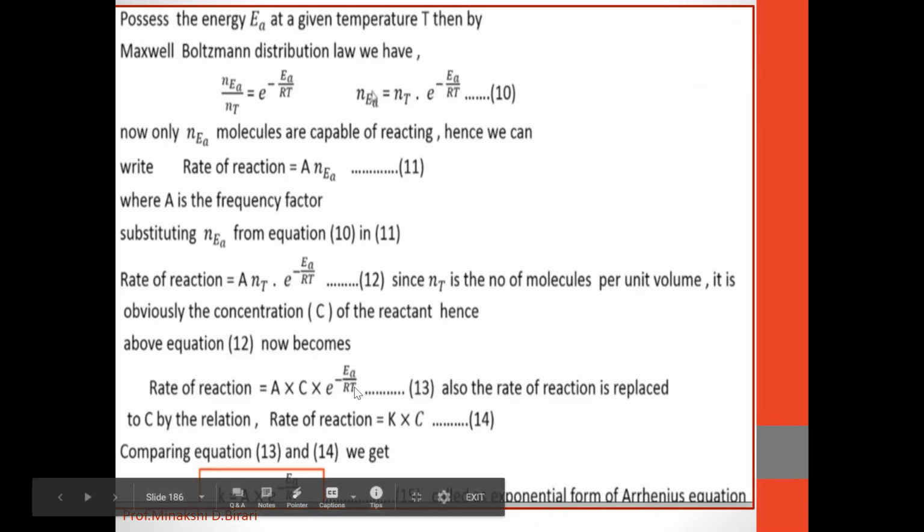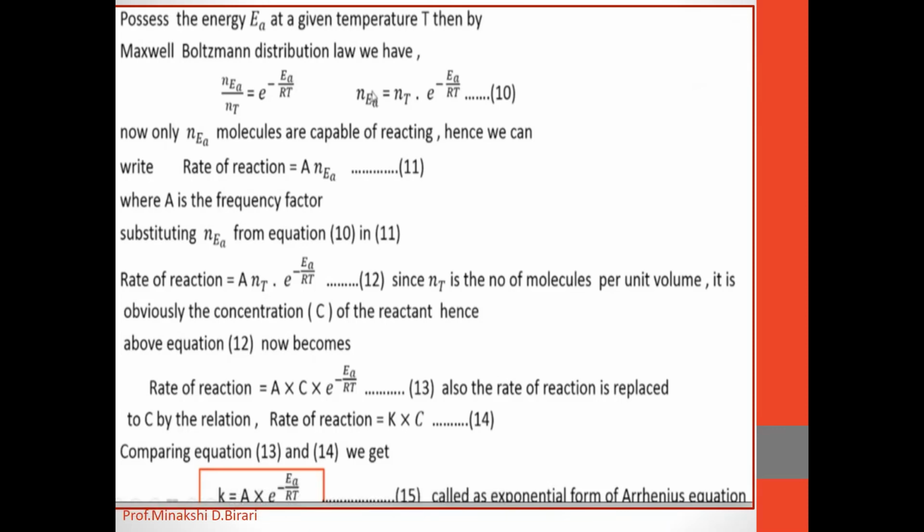So by comparing equation number 13 and this equation number 14, we get K is equal to A into e raised to minus Ea upon RT. So equation number 15, that is K is equal to A into e raised to minus Ea upon RT, is called the exponential form of Arrhenius equation. It is the integrated form of Arrhenius equation.